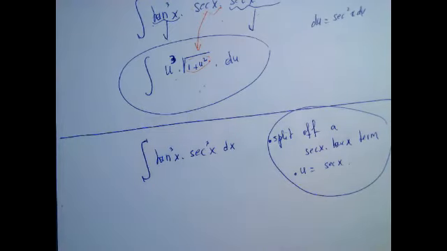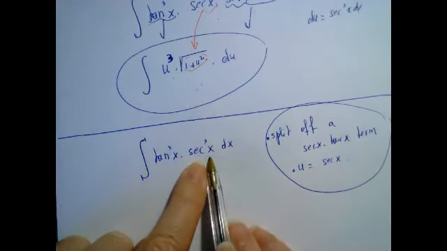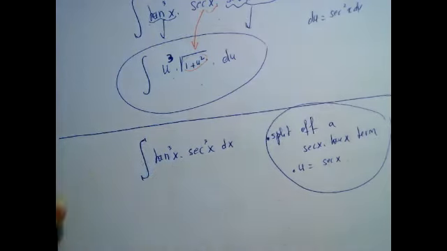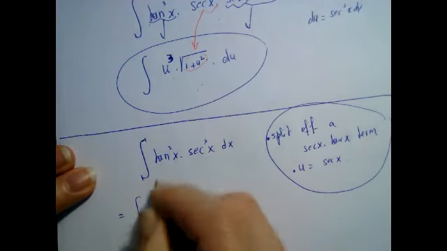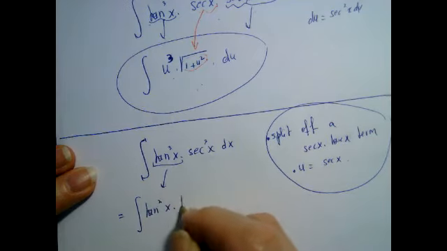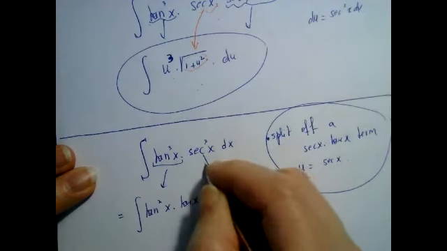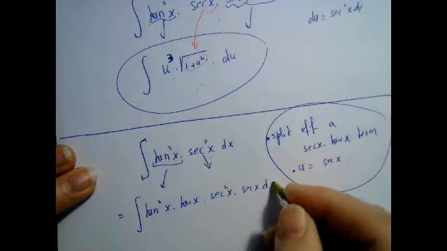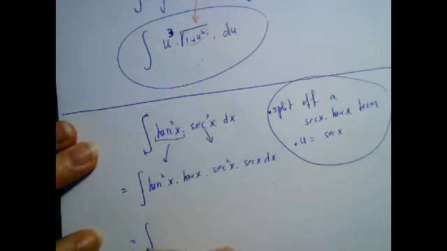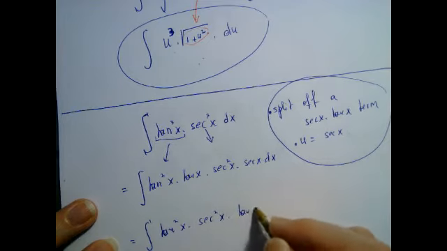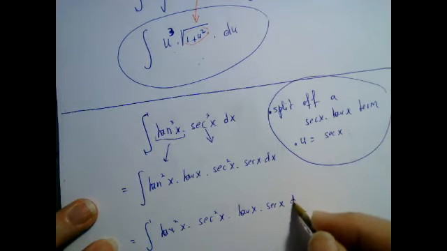So how are we going to split off the secant tangent? We're going to get a secant from here, and we're going to get a tangent from here. And this would work. You will see in a second the benefit of that. So this is going to be equal to, I'm going to split that into tangent squared times tangent, and split that into secant squared times secant. And I will end up with tangent squared, secant squared, tangent, secant dx.